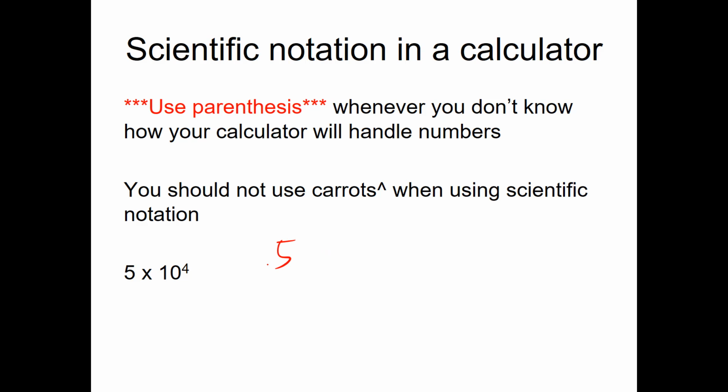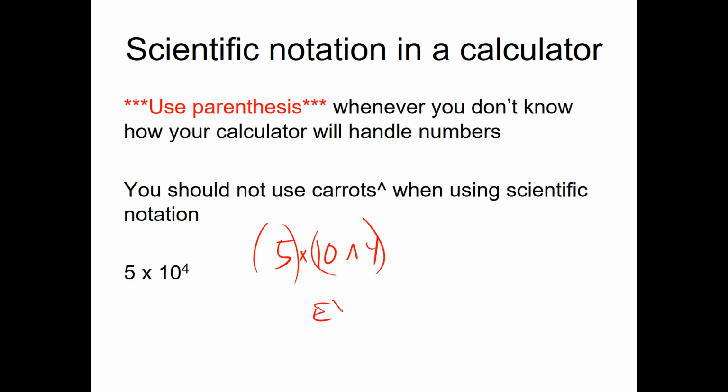Another thing is that you shouldn't use carets. You shouldn't say 5, and sometimes your calculators have times 10, and there's this caret symbol to the 4. This is going to keep these two numbers in your calculator separate, and there can be more errors because you don't know what your calculator is doing. There's a better way to do this.